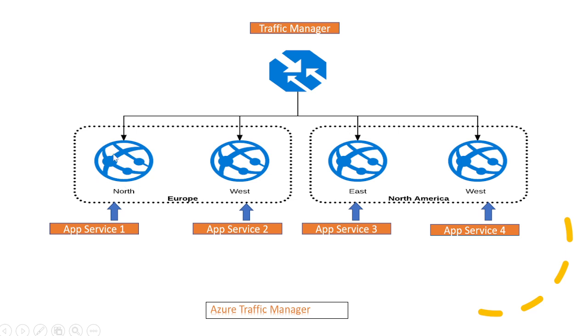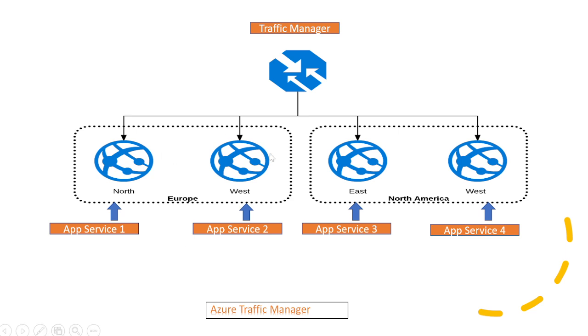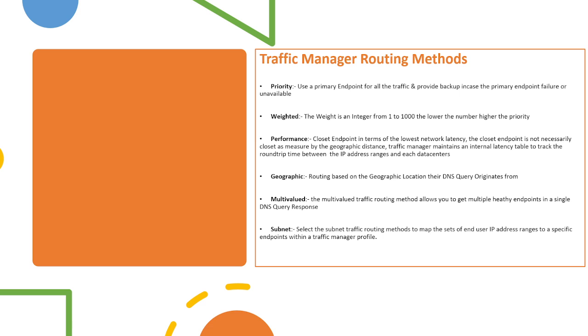So if something goes wrong, or the application is not available, or the application server is not responsive, then the traffic will be redirected to the secondary server. That is called priority based. You see here, use a primary endpoint for all the traffic and provide backup in case the primary endpoint is unavailable. So always send the traffic to the very first server. If the primary server is not responding, then redirect the traffic to the secondary server. That is called the priority based routing method.